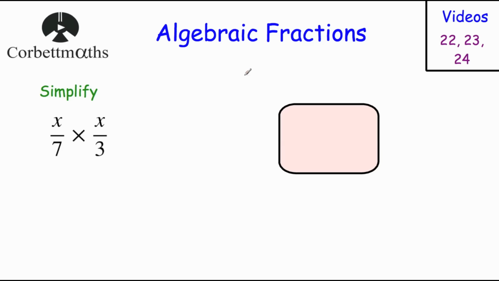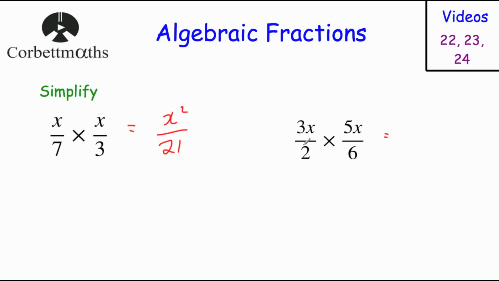Okay, our next topic is algebraic fractions, but this time we're going to look at multiplying algebraic fractions. So remember, to multiply fractions, we multiply the numerators and multiply the denominators. So we've got simplify x over 7 multiplied by x over 3. Let's multiply the numerators: x times x is x squared. And on the denominator, we've got 7 times 3, that's 21. So the answer would be x squared over 21.